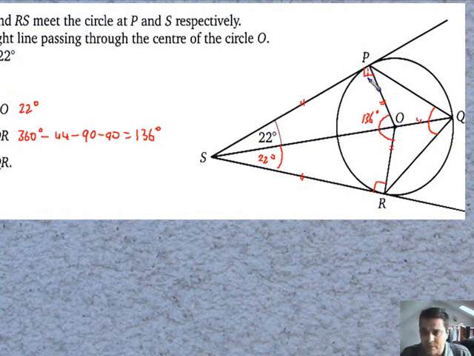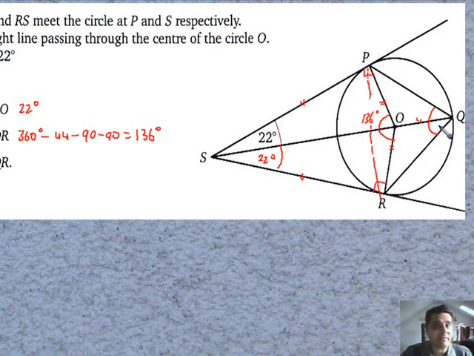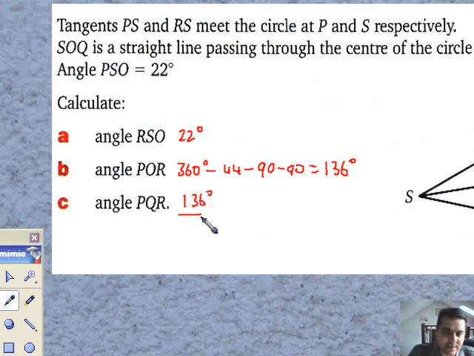If you imagine me drawing a chord down here like that, joining P to R, not very straight, but forgive me. So here I have an obtuse angle at the centre, coming off chord PR, and now I have an acute angle at the circumference, also coming off the chord PR. Angle at the circumference is half the size of the angle at the centre. So therefore it's going to be 136 degrees over 2. 68 degrees.